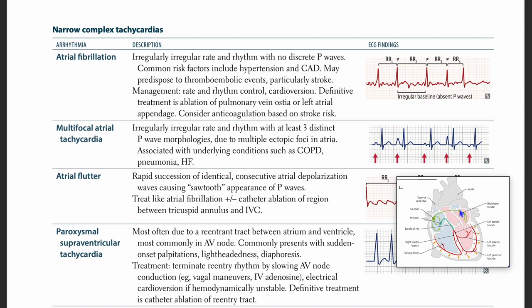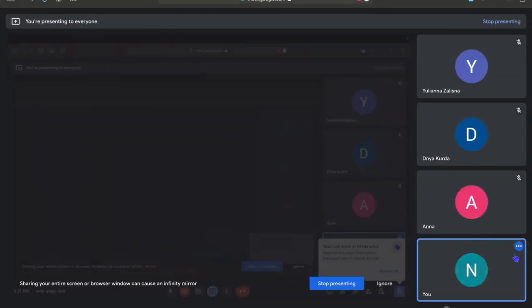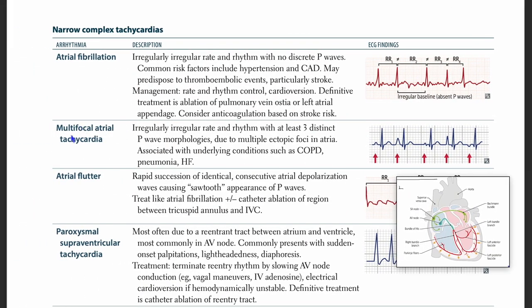Then you have multifocal tachycardia. Okay. Multifocal atrial tachycardia. This is irregular rate and rhythm with at least 3 distinct P wave morphologies. Here, the P waves are distinct, right? You can tell which one's P wave here. Here, you couldn't tell it.